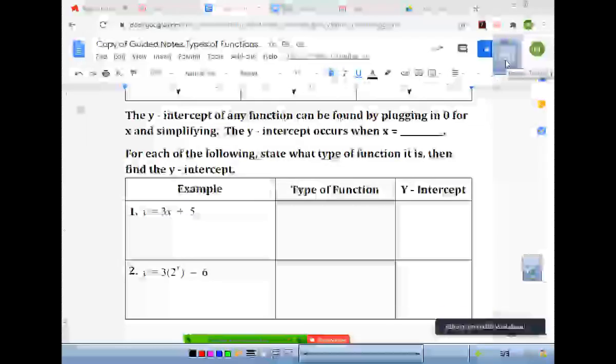Okay, so the y-intercept of any function can be found by plugging in 0 for x and simplifying. So the y-intercept occurs when x is equal to 0. The y-intercept is where the graph crosses the y-axis. Where it crosses the y-axis is the y-intercept. And we can find it, like it says, by plugging in 0 for x and simplifying.